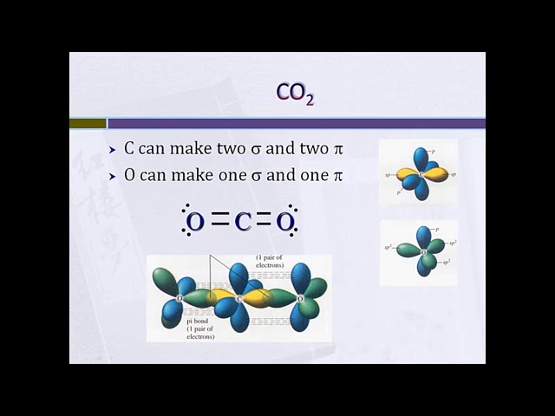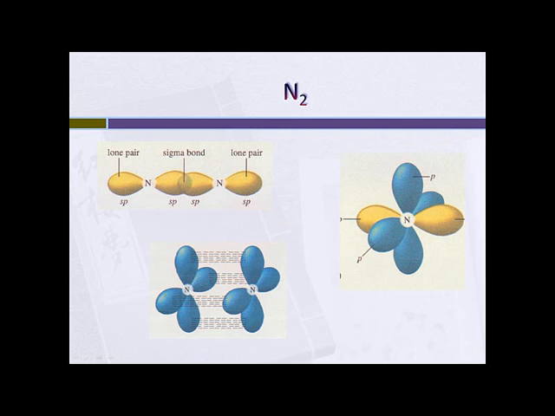Carbon can make 2 sigmas and 2 pi's. Oxygen can make 1 sigma and 1 pi, and you end up with the carbon dioxide structure. And if you were to build it using the springs in the molecular model kit, you will see that one of the sets of springs go up and down, the other set goes sideways. You may have noticed that. Hybridization is one of the reasons we propose to explain it.